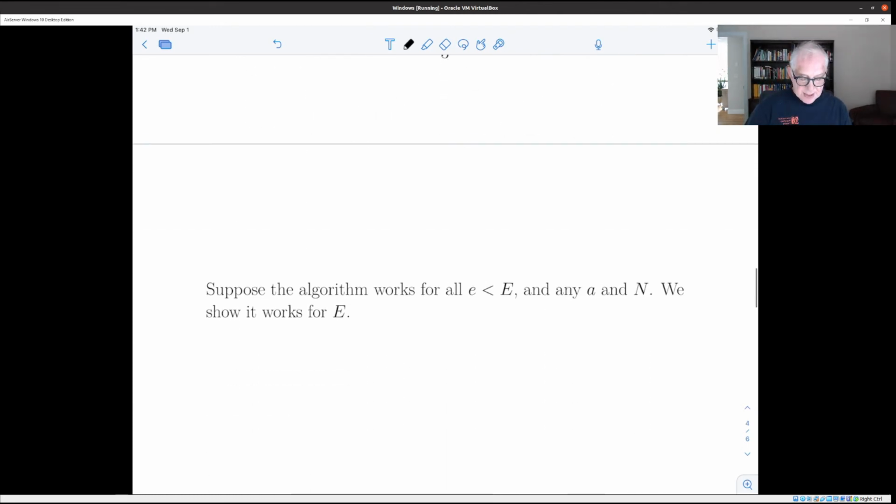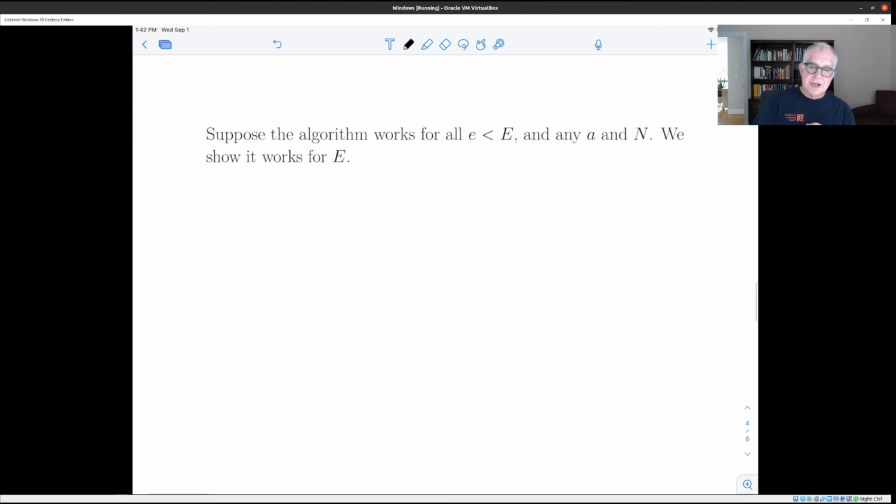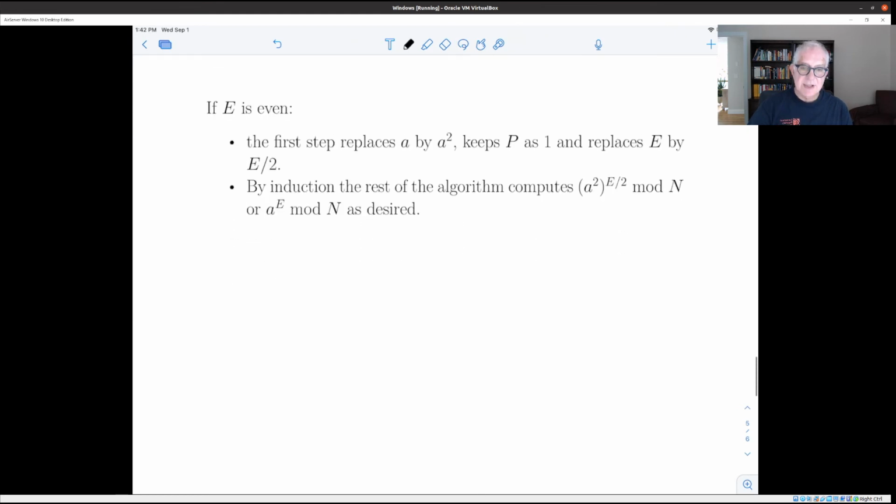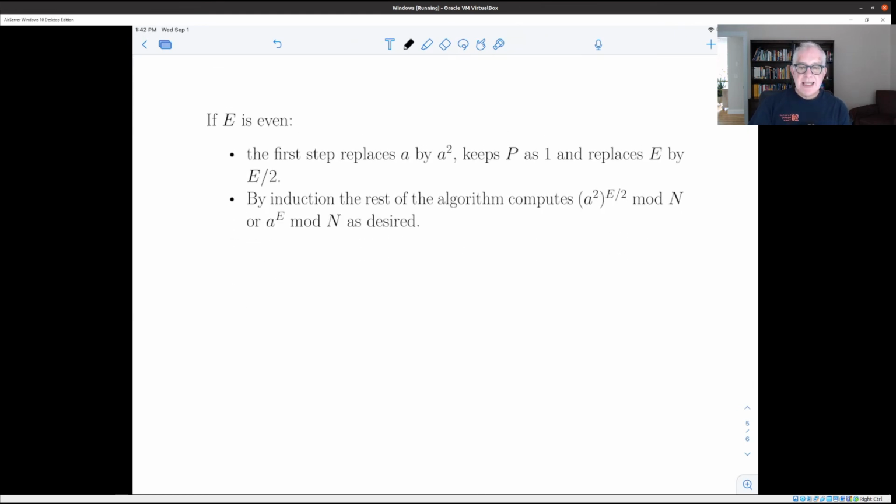Okay, so now suppose we're going to use strong induction. Suppose the algorithm works for all exponents up to the exponent we're interested in, and we want to show it works for that exponent. Well, there are two possibilities. Our exponent could be even.